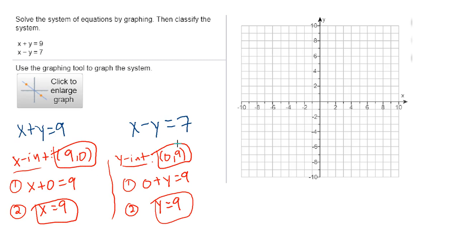So I get these two points, which I will graph on the Cartesian coordinate system. We have 9 comma 0, which is way down here on the x-axis. And we have 0 comma 9, which is way up here on the y-axis. And then I connect those two points with a straight line. Let me see if I can do that.